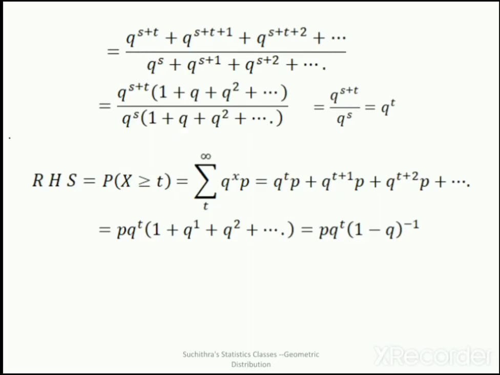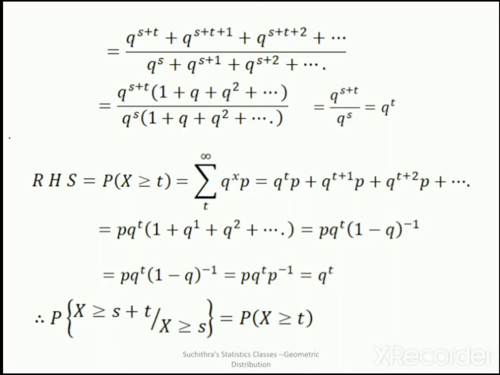and take p q^t outside. We will have this expression. Since 1 + q + q² + etc. is equal to (1 - q)^(-1), we have RHS equal to q^t. Therefore, LHS equals RHS. So geometric distribution possesses memoryless property.